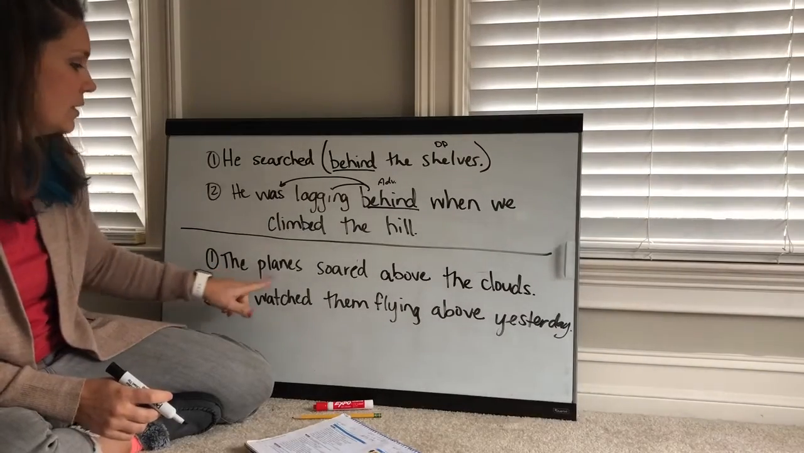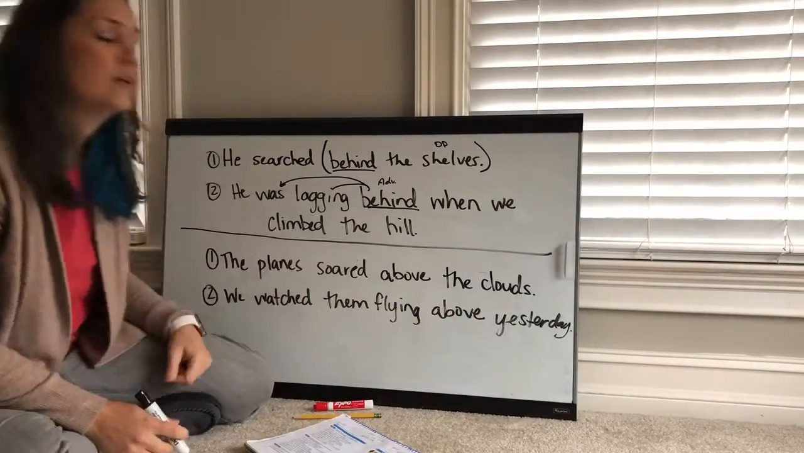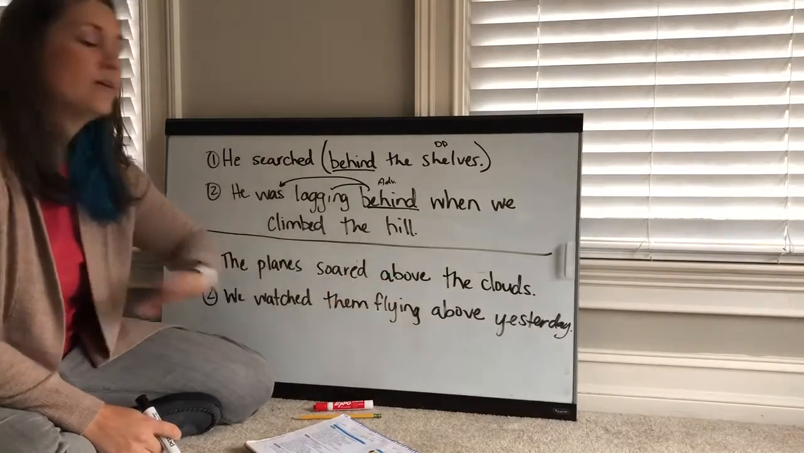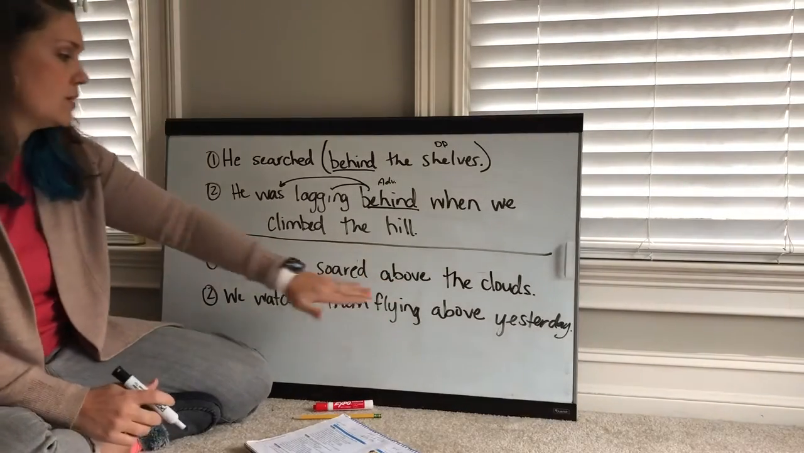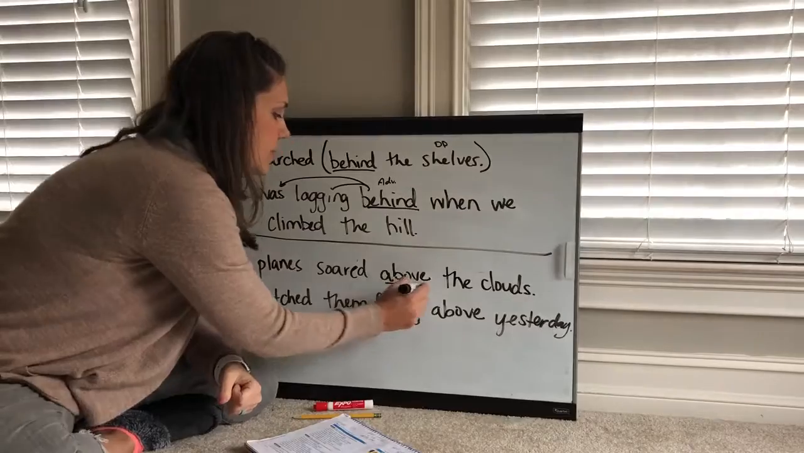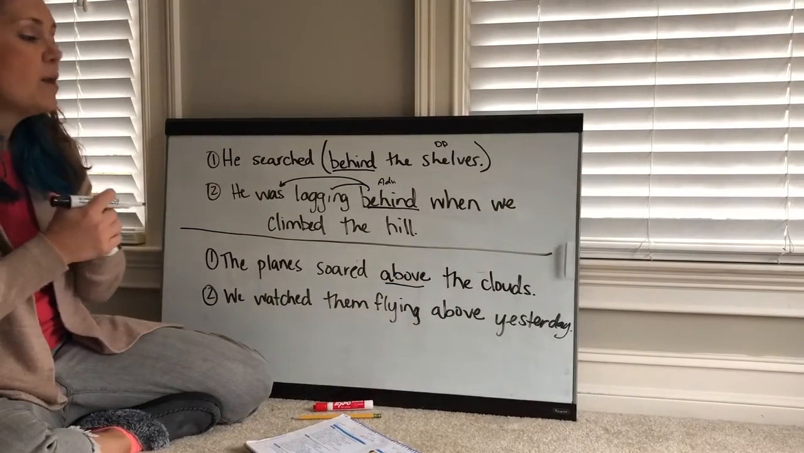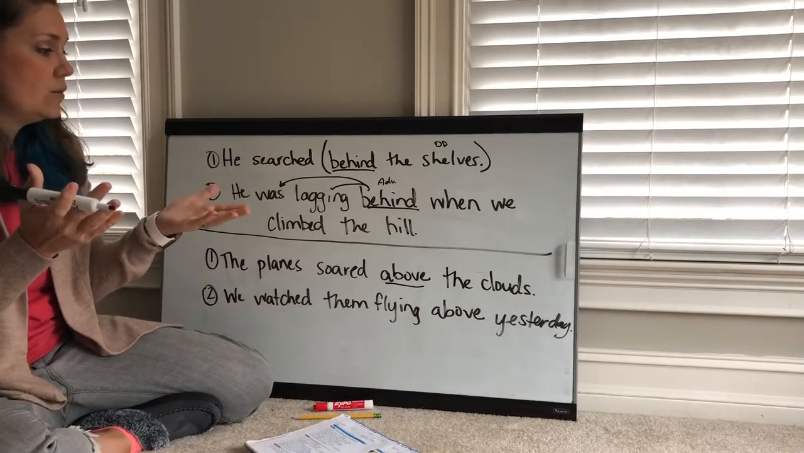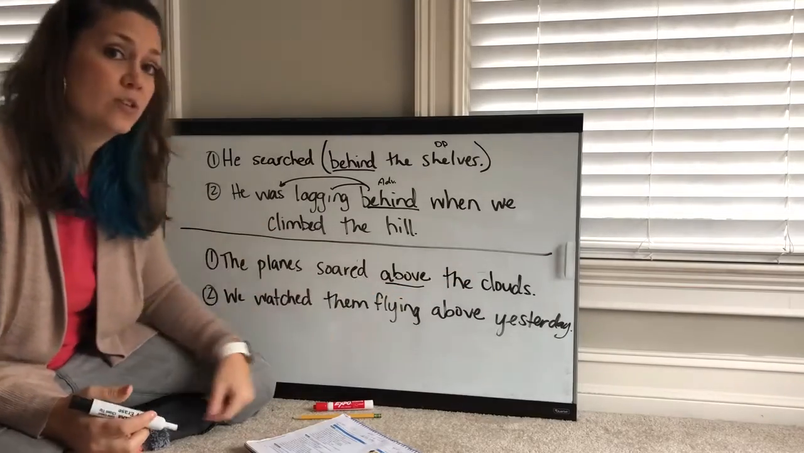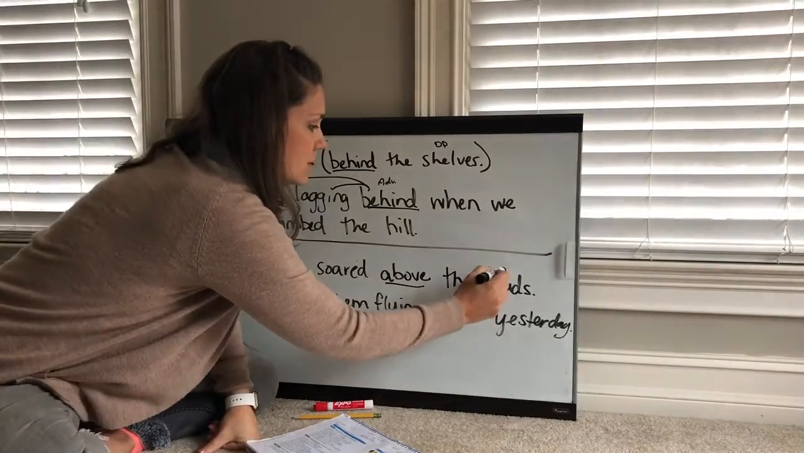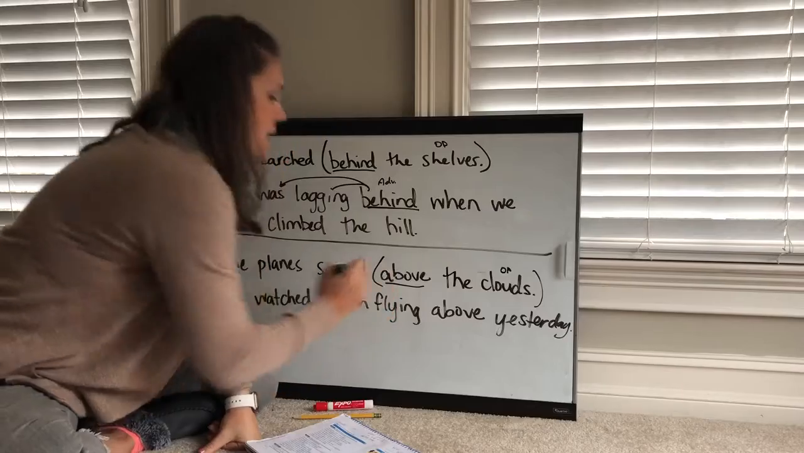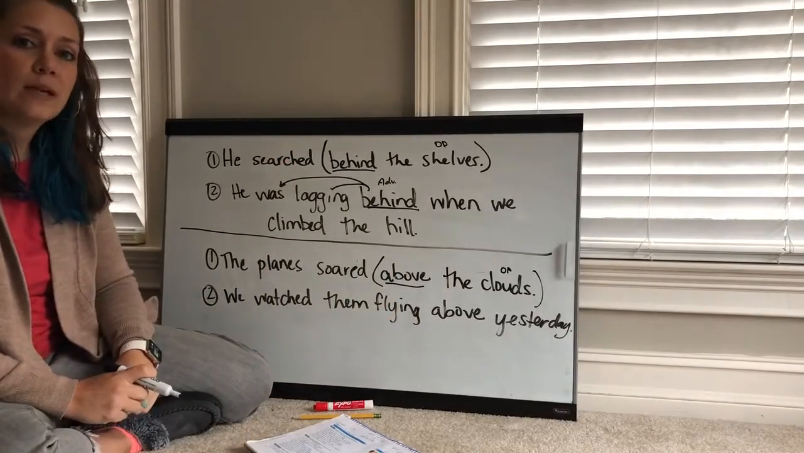Number one says, the planes soared above the clouds. Okay, this word above, I know that a bird can be above its birdhouse. So I'm going to say that this is either the preposition or the adverb. Now, above what? Is there a noun that answers that question directly after it? There sure is. The clouds. That's my object of the preposition. That's how I know this is a prepositional phrase.